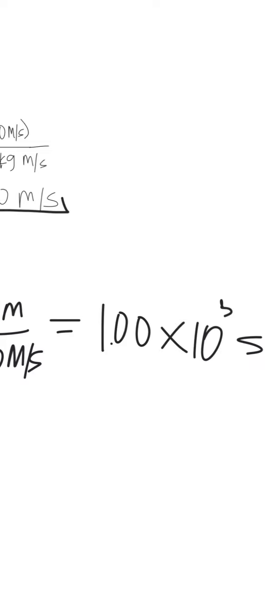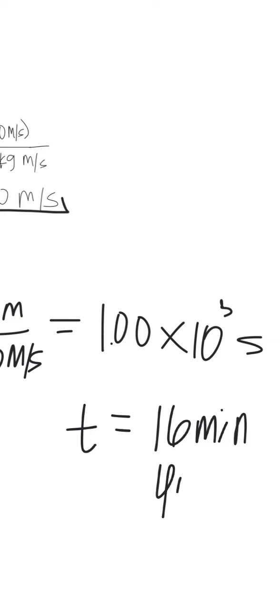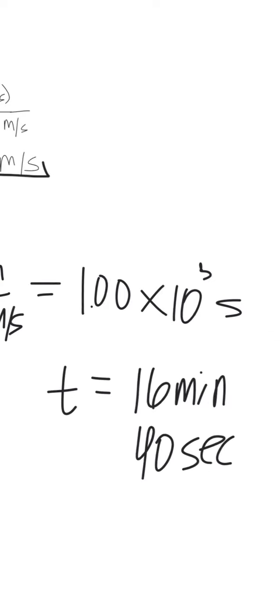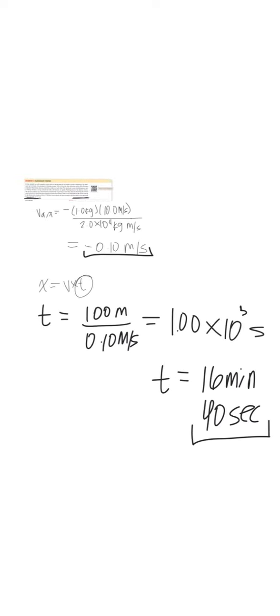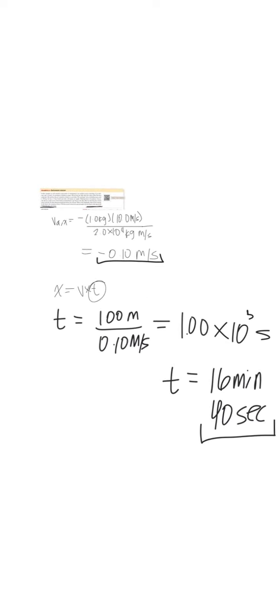So when we solve this, we'll see that t is equal to 16 minutes and 40 seconds. So this is how much time it will take the astronaut to get back to the ship if she goes at a constant velocity. So that's how you solve example 8.2.